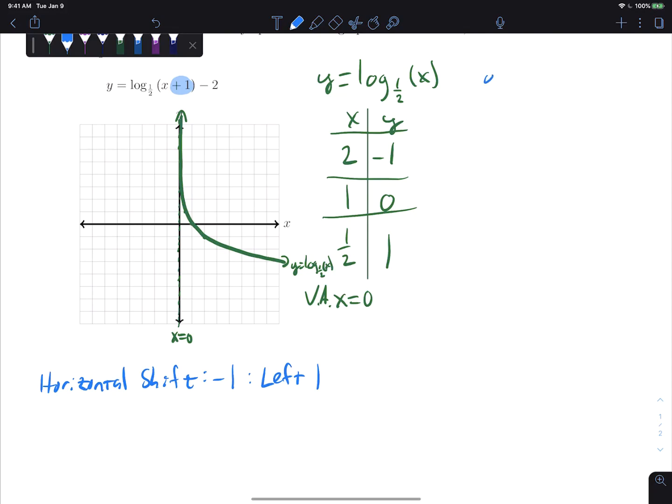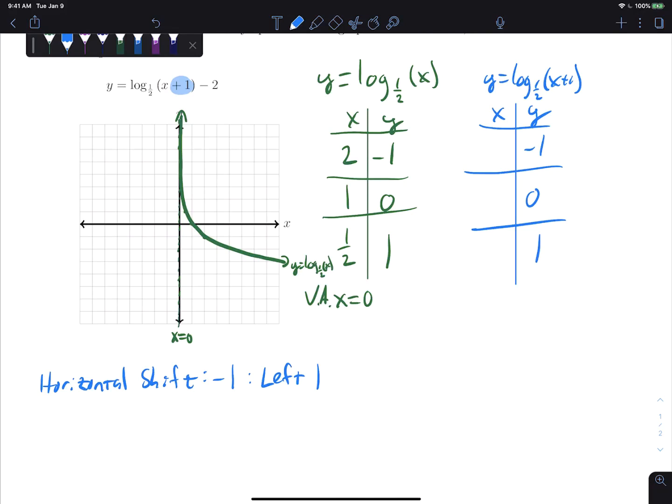We can create a new table for this if we want. So log base 1/2 of x plus 1 there, xy table. Same things, because we're moving along the horizontal, that means that the y's stay the same. And the x's, we will subtract 1 from each one, which makes this 1, 0, -1/2. Then we have this -2 at the end.